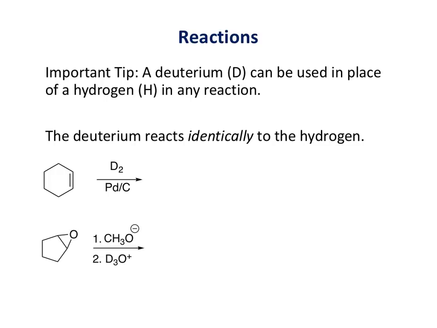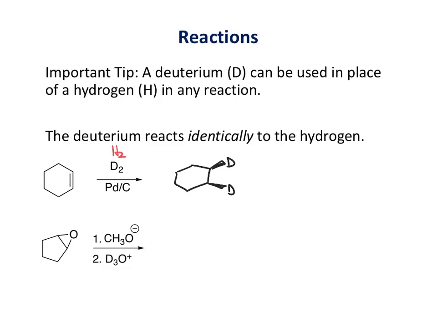Okay, so on this first one, if you see D2, palladium on carbon, right? Well, I would hope you know what H2 does. It adds hydrogen syn across the double bond. But if you add D2, you're adding deuterium.